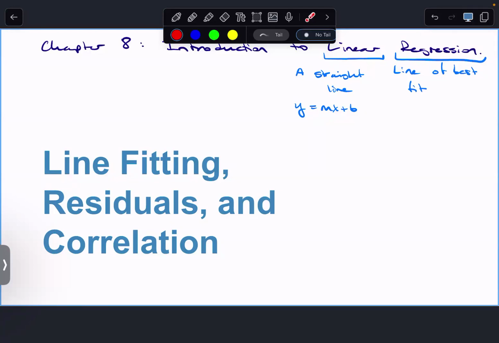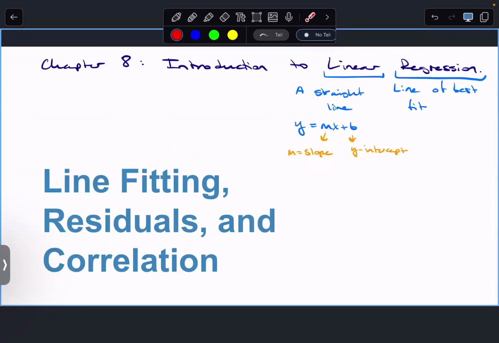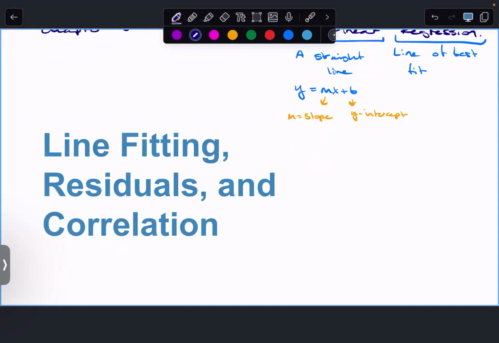You could use ax plus b or b plus ax or whatever weird thing you want, but m is the slope and b is the intercept. Technically the y-intercept, but I just call it the intercept because we rarely care about the x-intercept. Right? So we're going to be making straight lines. Neat. Why? Well, let's have a look and see.